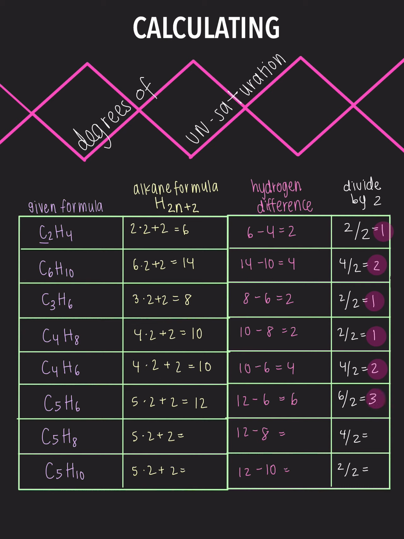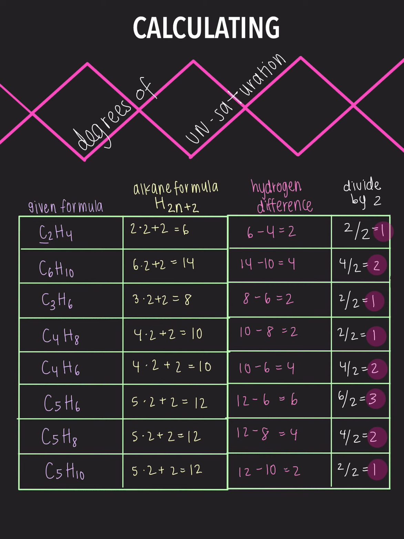5 times 2 is 10, plus 2 is 12. 12 minus 8 equals 4. 4 divided by 2 is 2. 5 times 2 plus 2 is 12. 12 minus 10 is equal to 2. 2 divided by 2 is equal to 1. So what I have in pink are my degrees of unsaturation for each of those formulas.